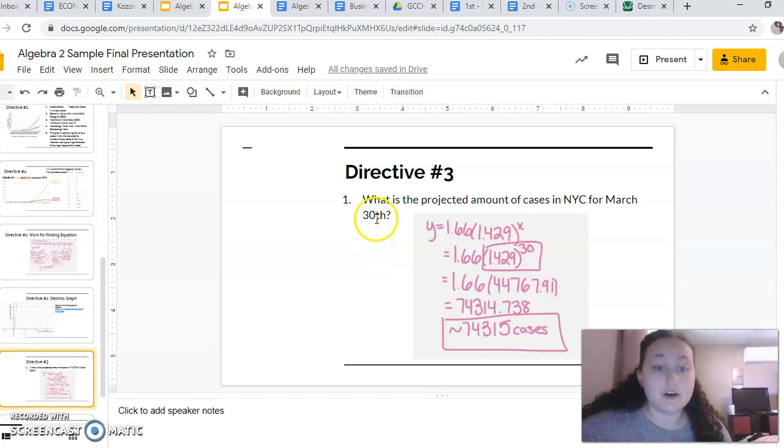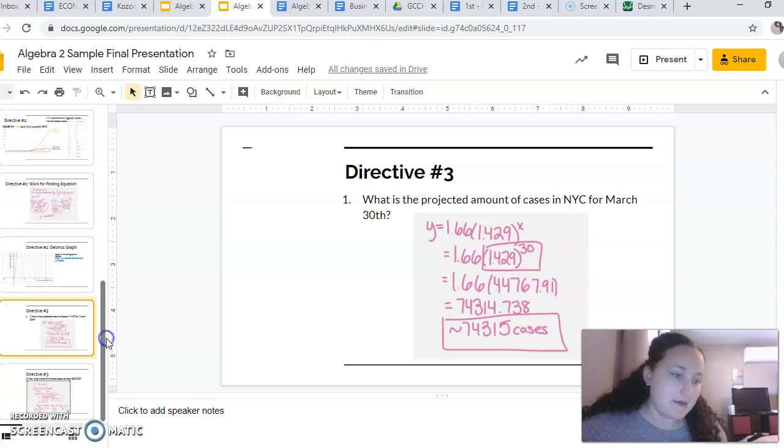For projected amounts, all you're doing is taking this number and plugging it in for x. I'm just taking 30 and plugging it in for x, solving, and notice I round here, okay? Because you can't have 0.7 of a case. This is people we're talking about, so you want to round. If you need help with that, please let us know. The only thing you might need to pay attention to is if your dates go across a couple months, you have to pay attention to the start date and how many days after you are looking, okay?